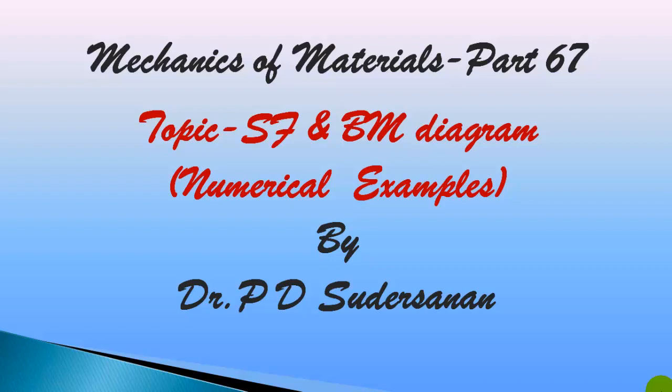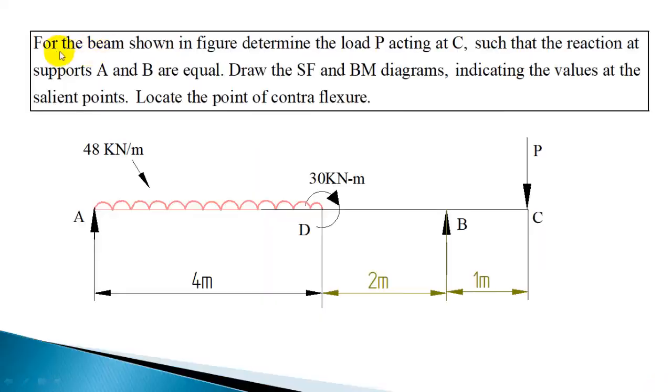In today's class, we'll work out another numerical example on shear force and bending moment diagram with a couple and UDL acting on the beam. Let us start. For the beam shown in figure, determine the load P acting at C such that the reactions at supports A and B are equal. Draw the shear force and bending moment diagram indicating the values at the salient points. Locate the point of contraflexure.